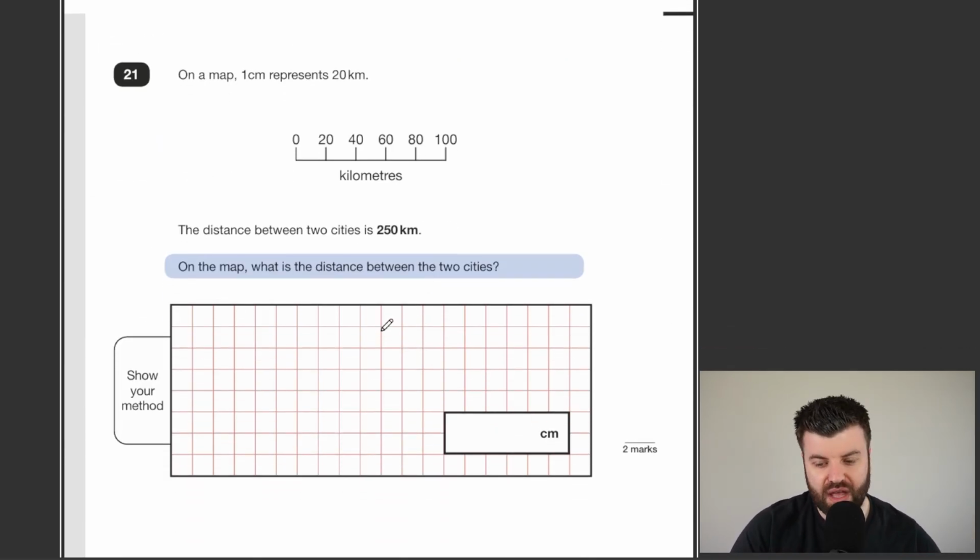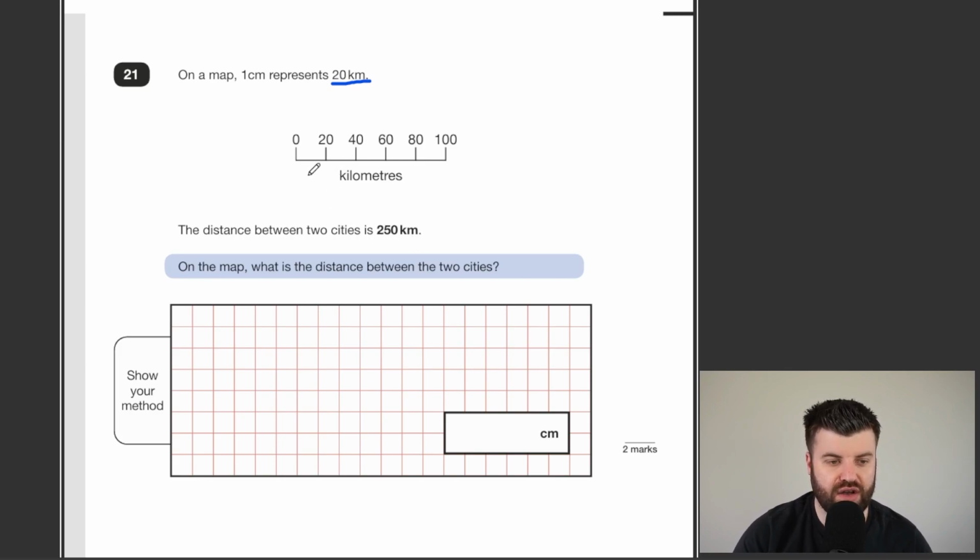Question 21. On a map, 1 centimeter represents 20 kilometers. And you can see here, every centimeter on the map is actually worth 20 kilometers. The distance between 2 cities is 250 kilometers. On the map, what is the distance between the 2 cities?